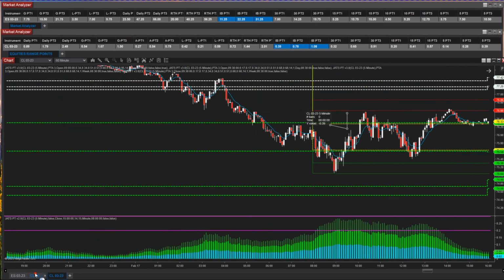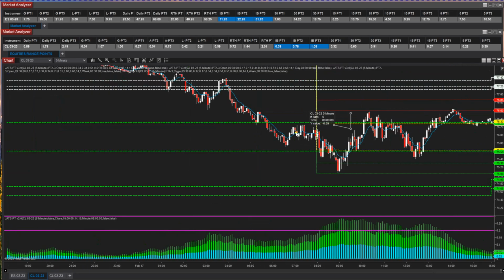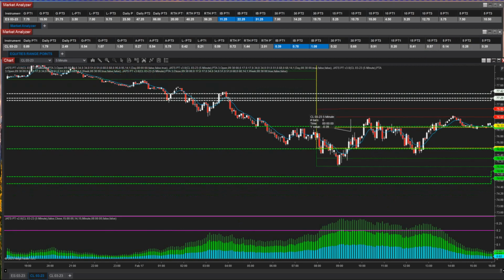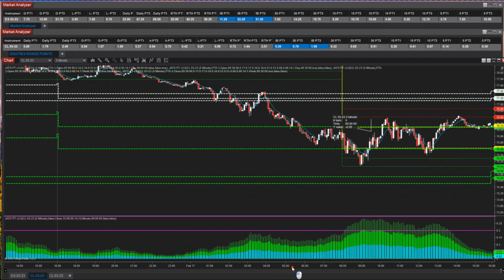So if that helps you at all, but using this on a very low time frame, like a 1 hour initial balance, or even a 5-minute opening range, or a 15-minute, I think can be very beneficial, and something that you might like using in your trading.